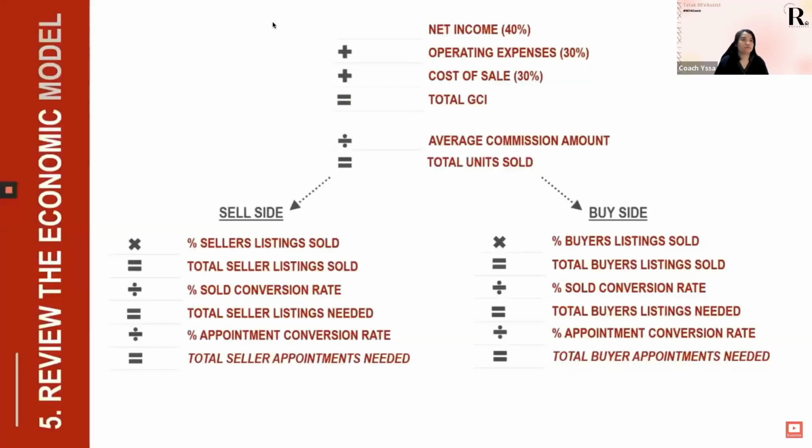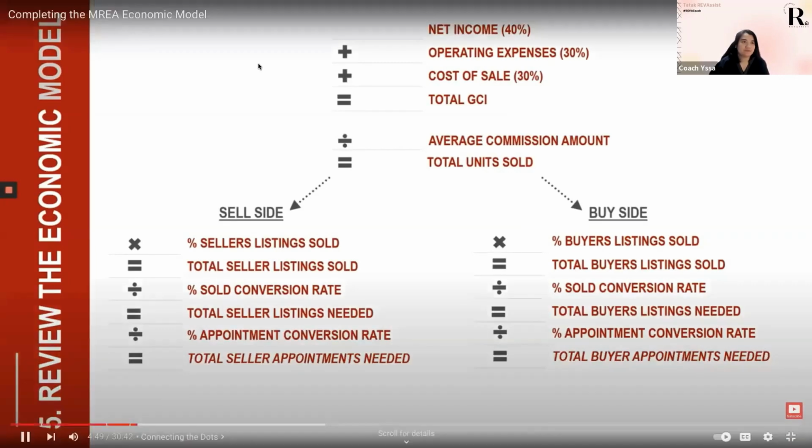This is an overview of the skeleton, the bare bones, of the millionaire real estate agent economic model. What we need to do here is connect the dots between the numbers as well as the key activities that lead to closed sales.